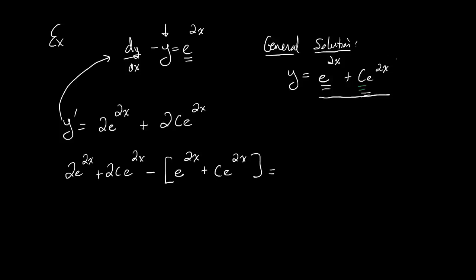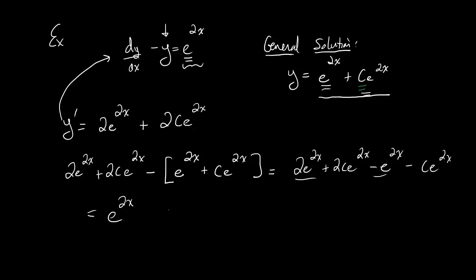So let's go ahead and assume that this was a value of 2. When I solve this, I should get e to the 2x as a final value. But notice when I distribute that negative, we're going to have 2e to the 2x plus 2ce to the 2x power. This will be minus e to the 2x minus ce to the 2x power. So now when I simplify, we're going to be left with e to the 2x power, and then plus 2ce to the 2x minus ce to the 2x.